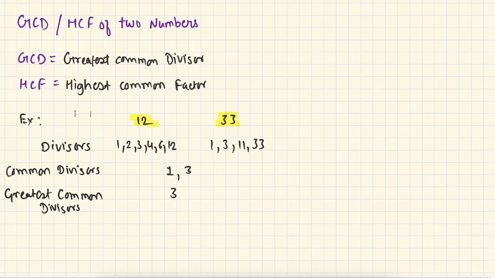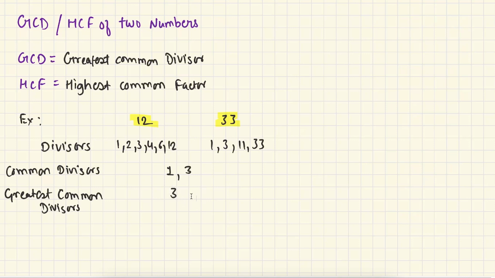Let's understand this with an example. Let's say we have two numbers, 12 and 33. All the divisors of 12 are 1, 2, 3, 4, 6, 12 and the divisors of 33 are 1, 3, 11 and 33. Now, what are the common divisors among all of these divisors? 1 and 3 are common in both 12 and 33. And out of 1 and 3, 3 is the greatest common divisor. So we can say that the greatest common divisor of 12 and 33 is 3. It means this is the greatest number that divides both 12 and 33.